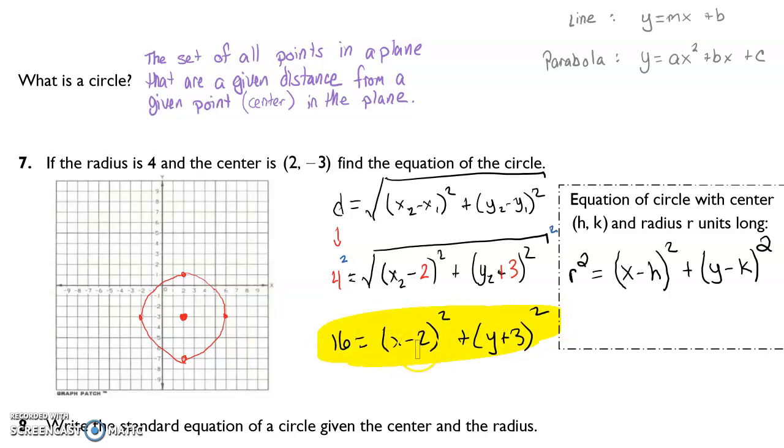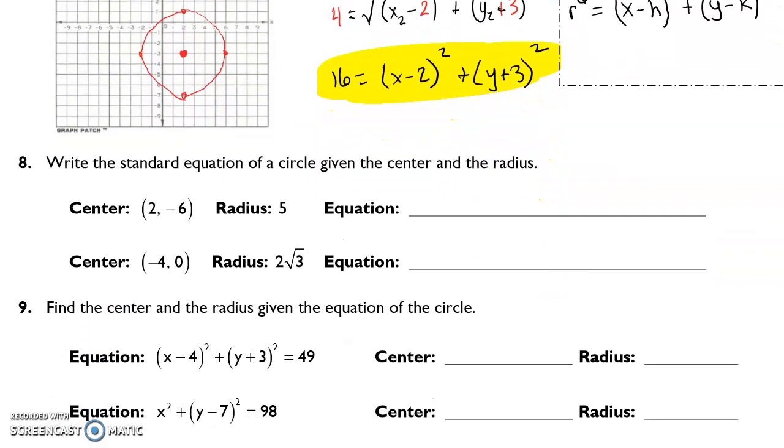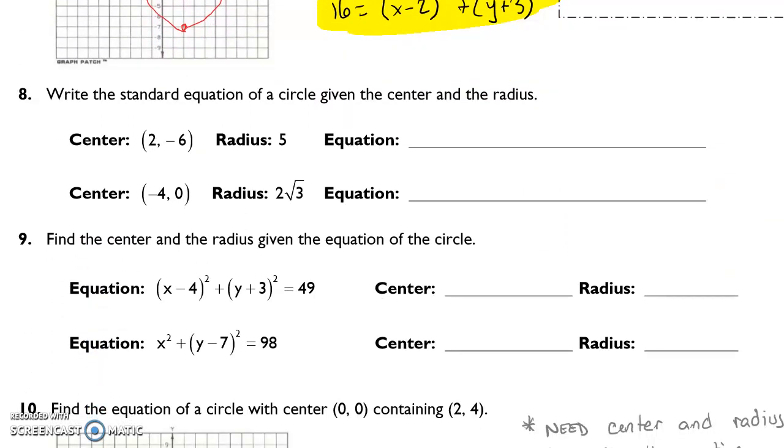And I can look at it and recognize that (2, -3) is my center, and the square root of 16 is the radius, or 4. So, going through that example, take a minute and see if you can do numbers 8 and 9. Write the equation of this circle, write the equation of this circle, and then identify the center and radius for these two. I'll press pause. Try those 4 questions.